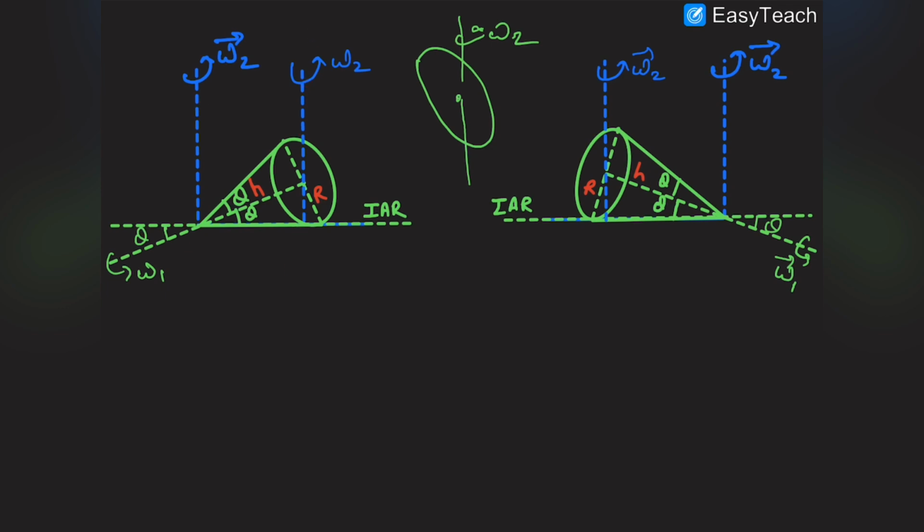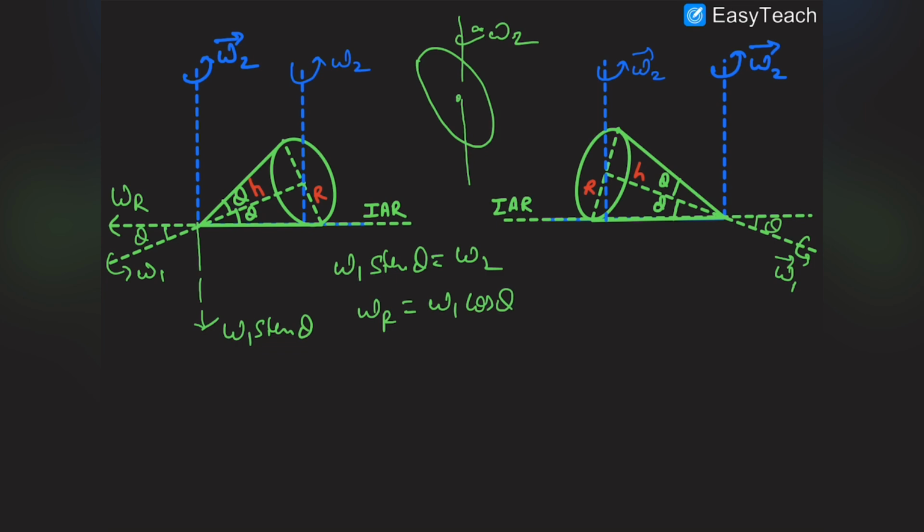Now you can see that, as we already have discussed, the resultant angular velocity should be along the IAR. So if this should be the IAR, then it means that the component of this omega 1 along this line, which is omega 1 sine theta, is cancelling out this omega 2. So we can say that omega 1 sine theta is equal to omega 2. And the omega resultant is only omega 1 cos theta. So these are two very important results which are obtained in this case.